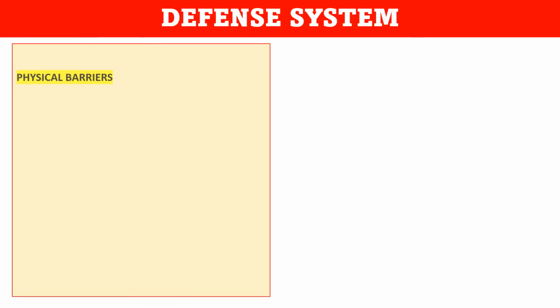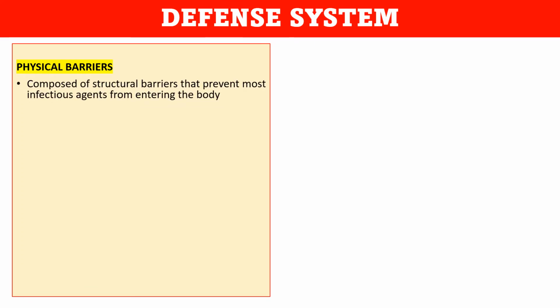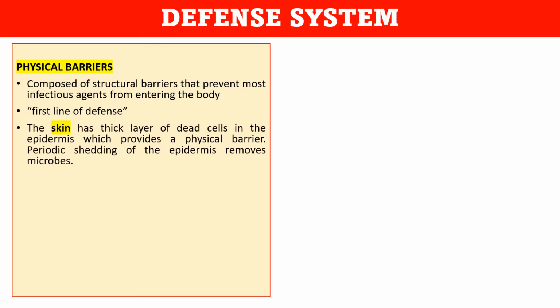Defense system: physical and chemical defense systems. Starting with physical barriers, composed of structural barriers that prevent most infectious agents from entering the body. It is the first line of defense in the immune system.